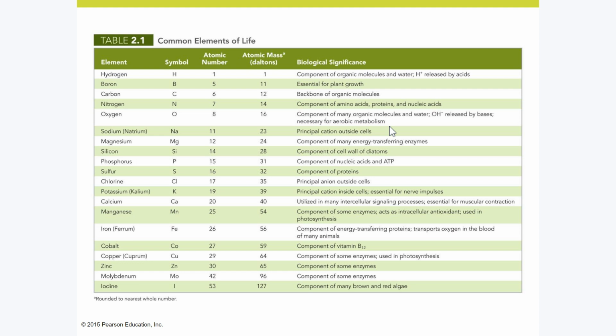Oxygen is a component of many organic molecules and water. Hydroxide ions are released by bases. These are necessary for anaerobic metabolism. Sodium is the principal cation outside the cell. Magnesium is a component for energy transforming enzymes, and so on and so forth. I would take the time to write these down and know what significance they have.